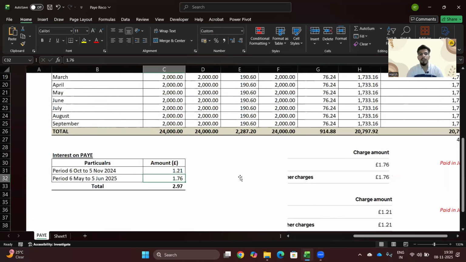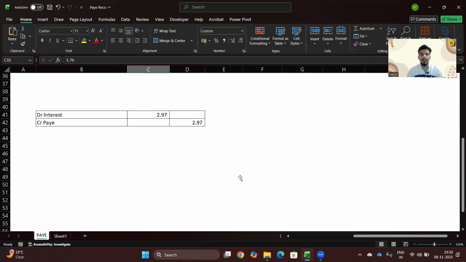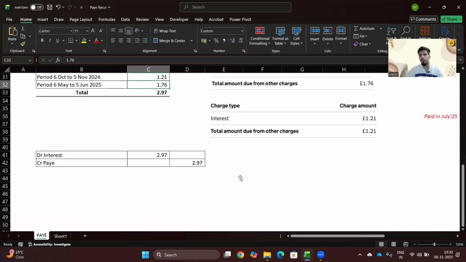Okay. So, since there is interest that we have paid, we need to book an entry. You would be debiting the interest and crediting the PAYE liability, because it is increasing our PAYE liability. We have paid 507.29 instead of 504. So, if you do not record this entry, then you might be making an error.